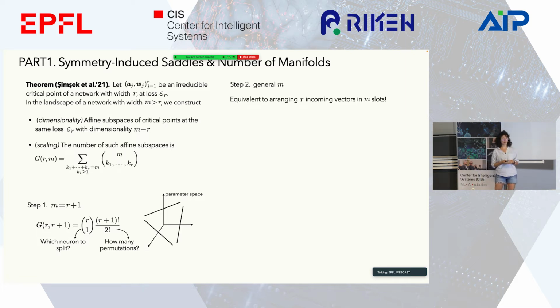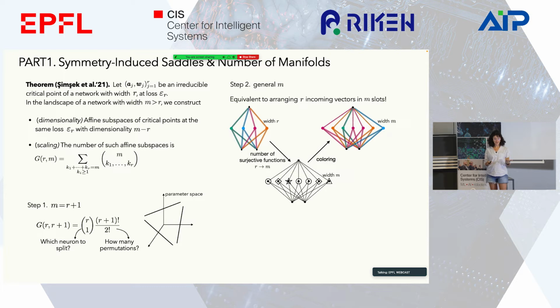Let's go to the case with general m. So the counting problem becomes equivalent to arranging r incoming vectors into m slots, and the second layer is going to follow accordingly. So how do I do this counting problem? I'll reformulate it as another counting problem. We start with a width r network, and we want to map a set of r elements into another set of m elements in a surjective manner. And as we realized after the publication of the paper, this brings us to the domain of enumerative combinatorics. This is a well-studied number, and it's not so easy to study. It is basically the number of surjective functions.